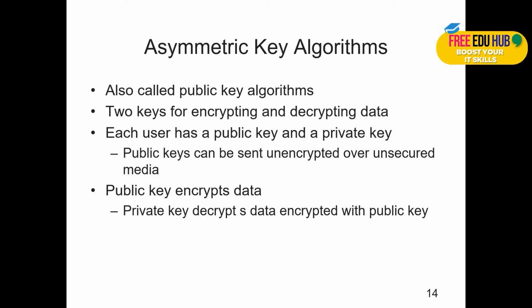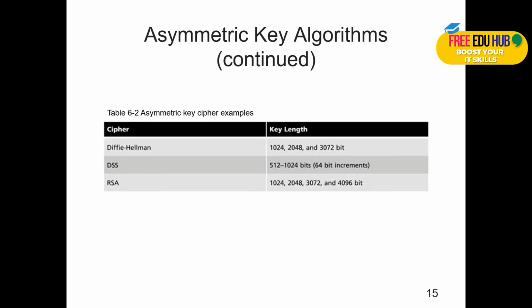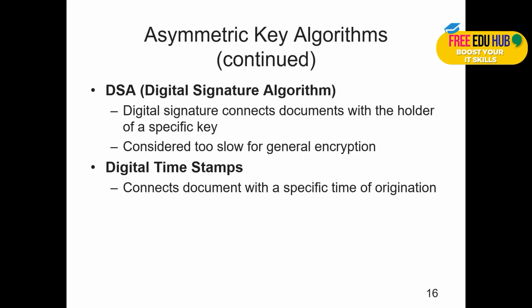Public keys can be sent over encrypted or unsecured media. Anyway, you can send it through email or anything. And the private key decrypts and encrypts the public key. Now, when we talk about asymmetric key algorithms, you must know Diffie-Hellman, DSS, and RSA. That's all you must have in mind as far as the certifications are concerned as well: what are the algorithms for the symmetric key and what are the algorithms for the asymmetric key.